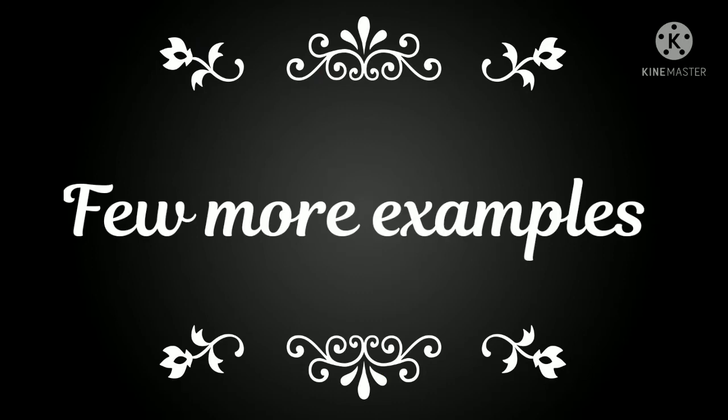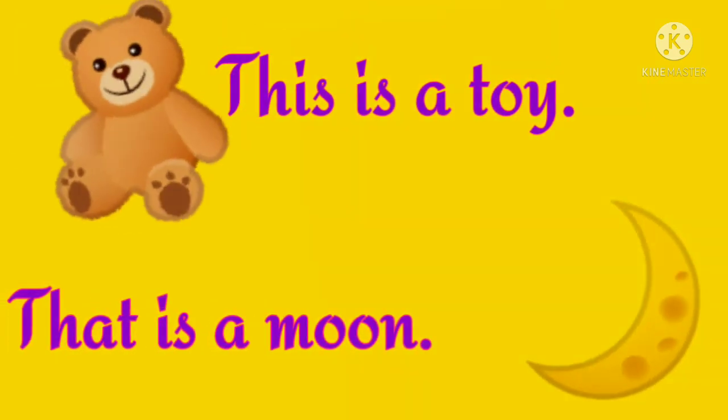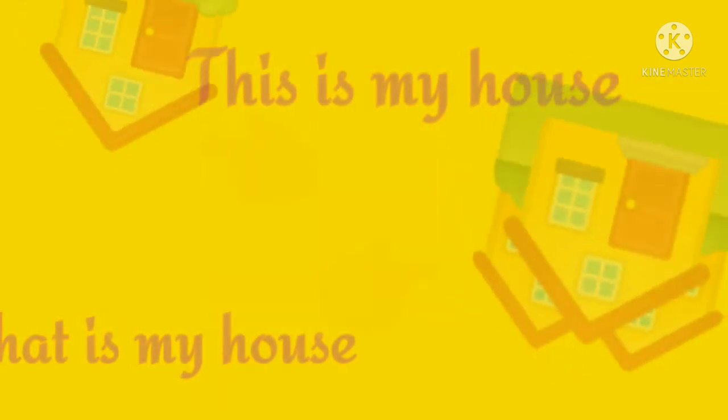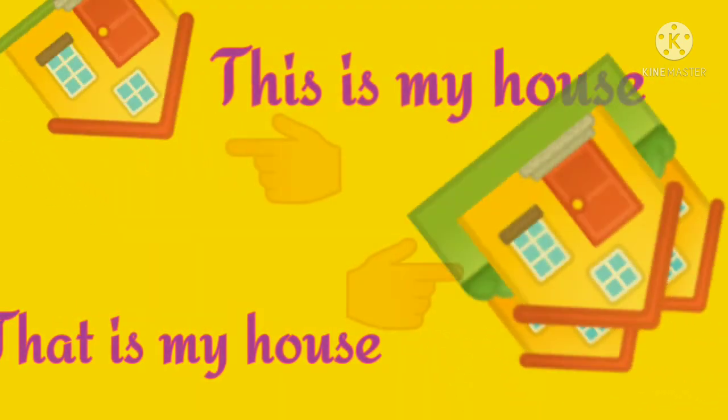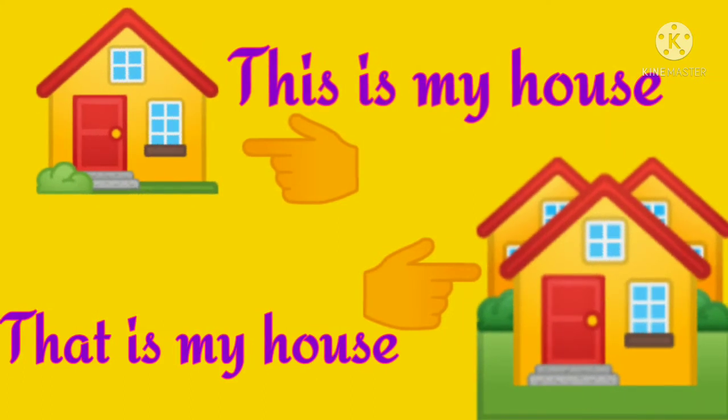Let's have few more examples. This is a toy. The toy is in my hands. That is the moon. Moon is far away from me. I am standing in front of my house and saying, "This is my house." Then I walked 1 kilometer away from my house and pointing towards that, I will say, "That is my house."